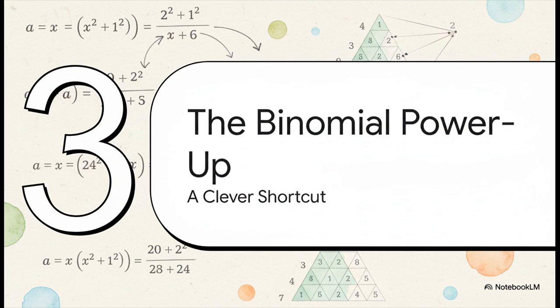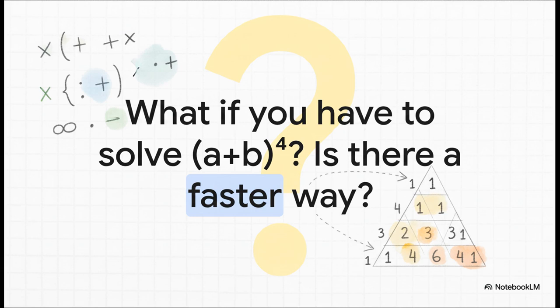But sometimes in math, there are these really elegant shortcuts for common problems. Let's look at a pretty cool power-up for a very specific situation. I want you to just imagine for a second you had to solve something like (a + b) to the 4th power. Yikes, that means you'd have to multiply a + b by itself, and then do it again, and then do it again. You could do it with the method we just learned, but man, that would take a while, and there are so many places you could make a tiny mistake. So the big question is, is there a faster way?